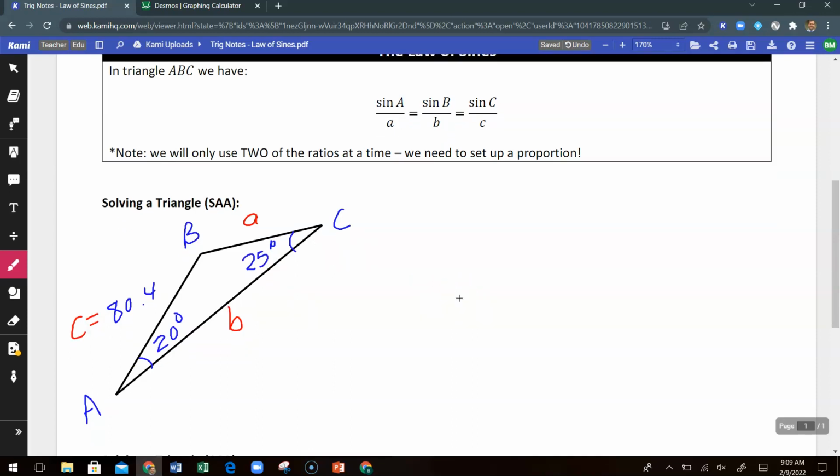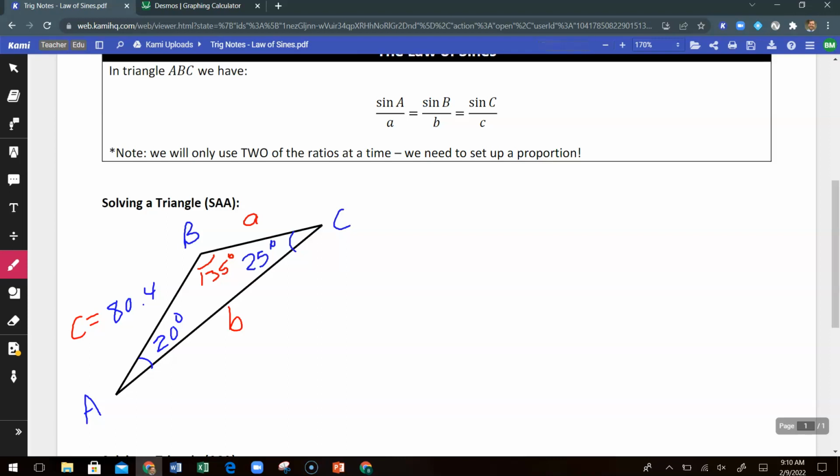The first thing that you could find is angle B. All we have to do is take 180 and subtract 20 and subtract 25, and that would give us angle B. I'm subtracting 45 from 180, so that's going to be 135 degrees. So I've got that. The next thing I'm going to do is set up one of these proportions. I didn't have to use the law of sines yet.